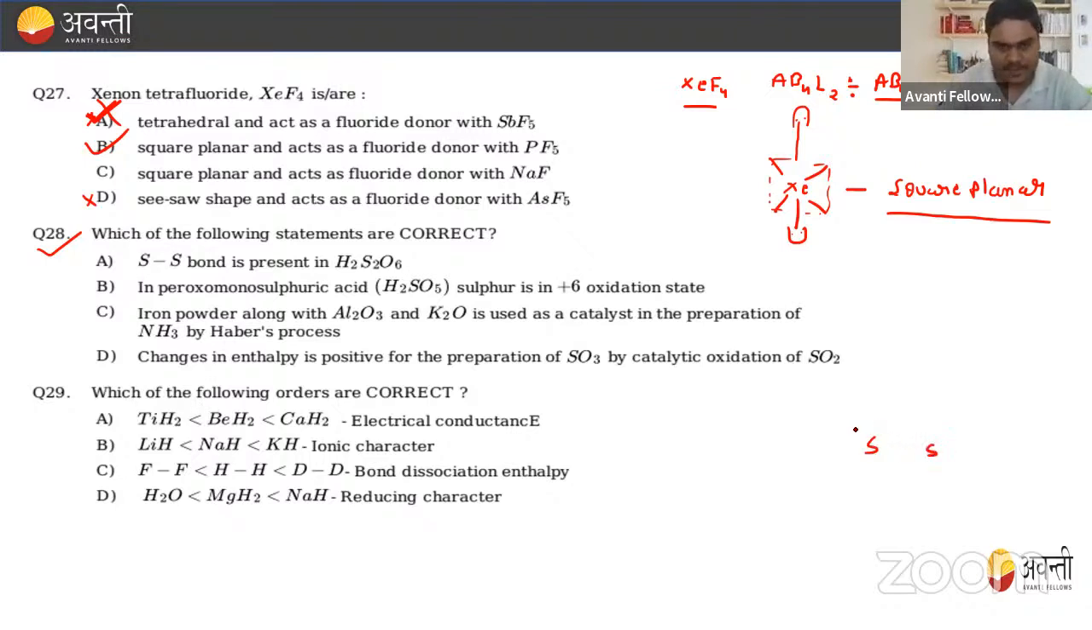Like S-S, 2 OH. So we have 2 OH and the rest 4 oxygens we have. So 2 oxygens here.